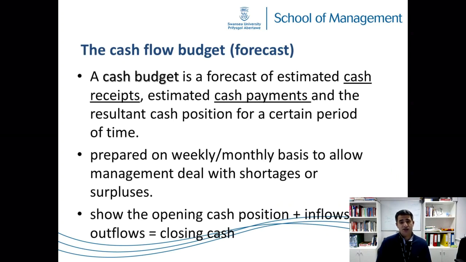As you see, this is really important when it comes to cash budgets and businesses. Why? Because they can identify any problem ahead of time. A cash budget is a forecast of estimated cash receipts and estimated cash payments for a certain period of time. It could be a month, a week, 6 months, 1 year. So the opening cash position plus inflows minus outflows equals the closing cash position.